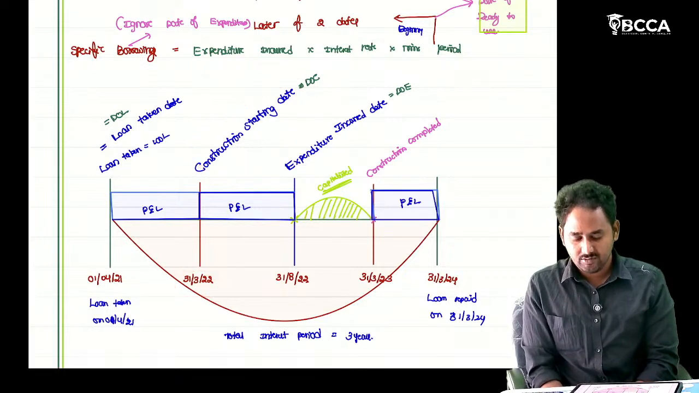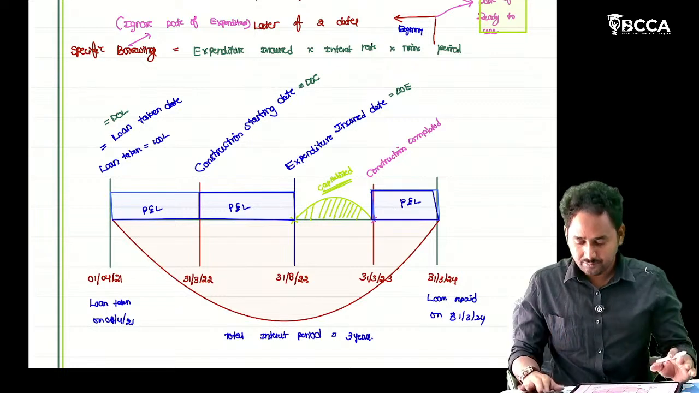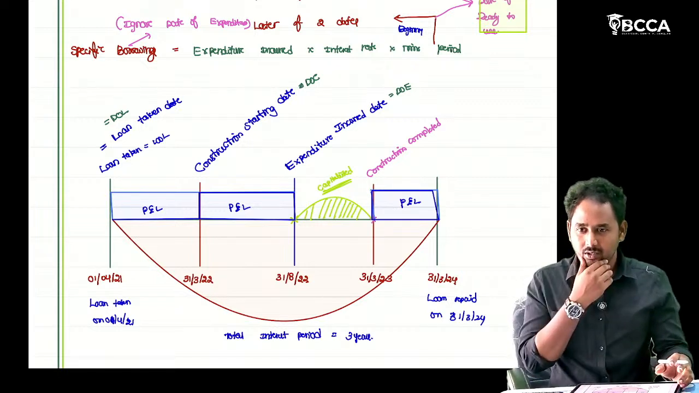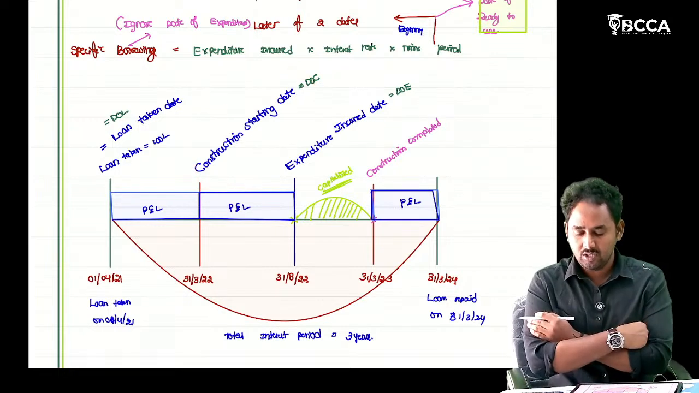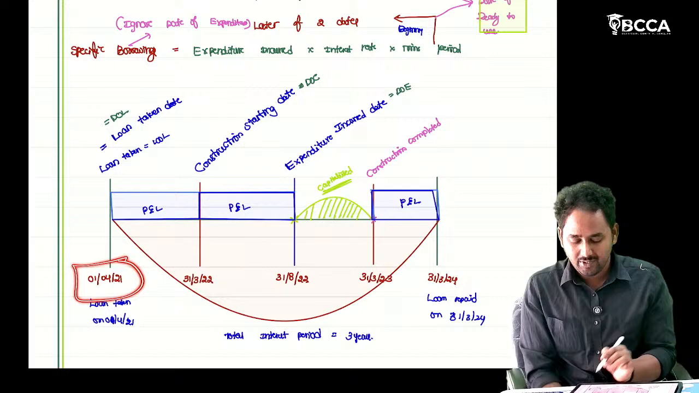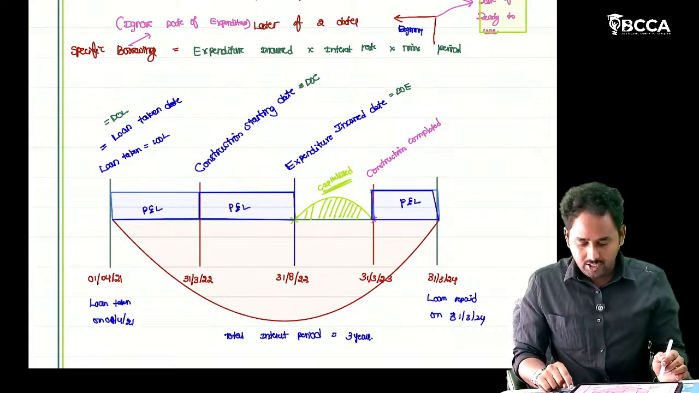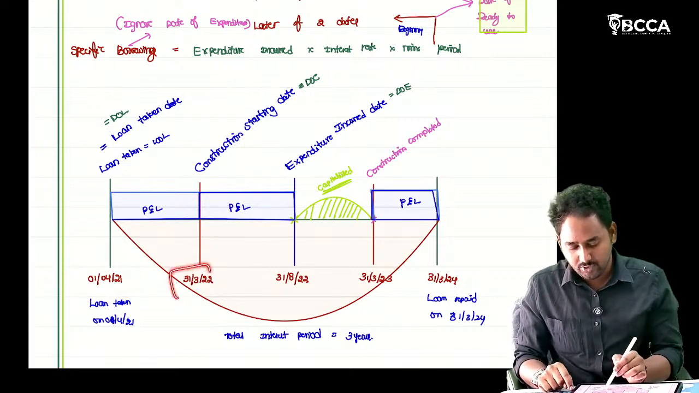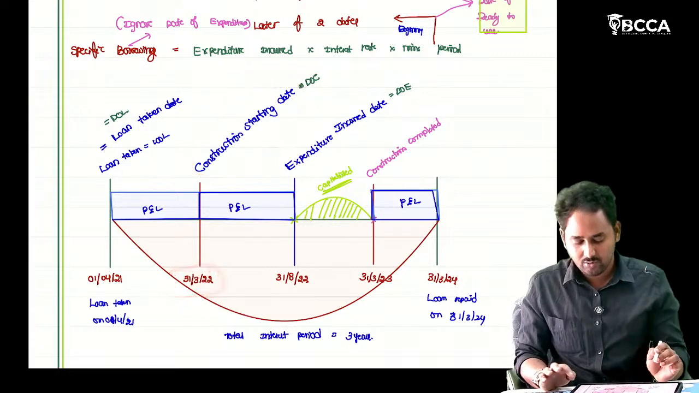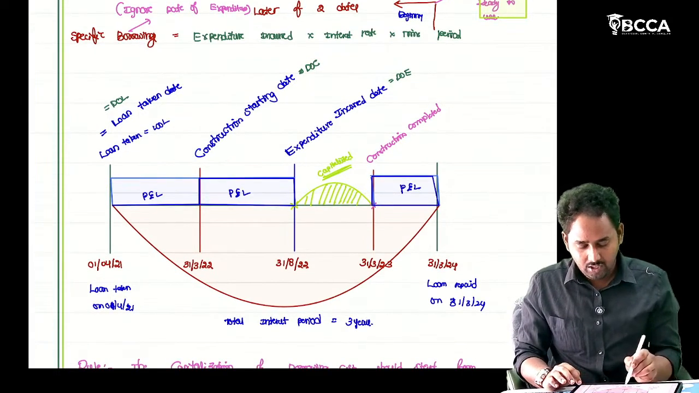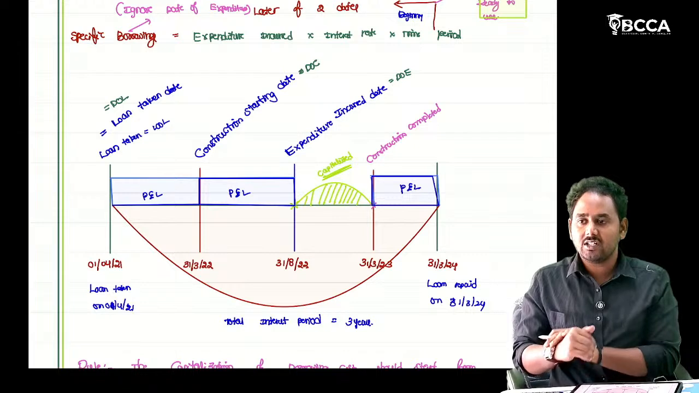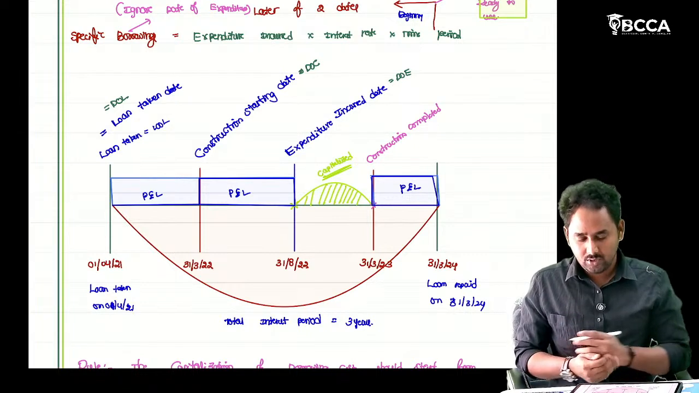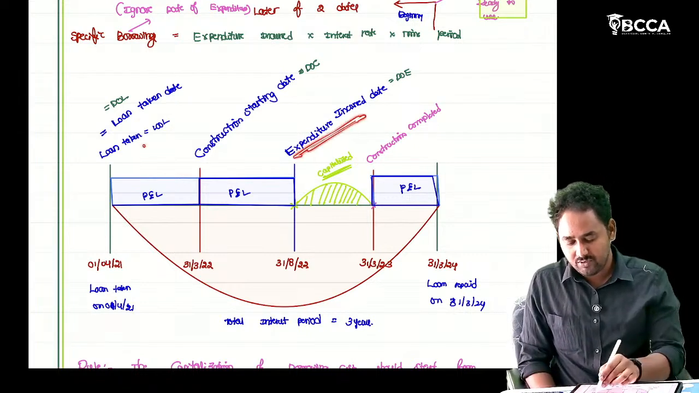So after taking of the loan, I am just sitting. I am doing my other activities, but I have not started any activities with respect to construction. I have taken a loan on 1/4/21, but I have started the construction activities on 1/4/22. It means 31st March 22. And after that, on 31st August 2022, I have incurred expenditure out of this loan.